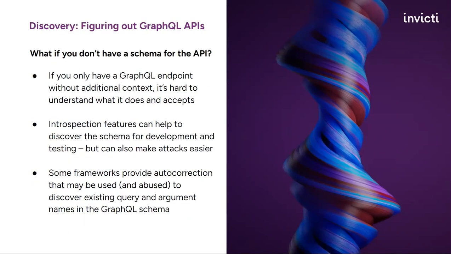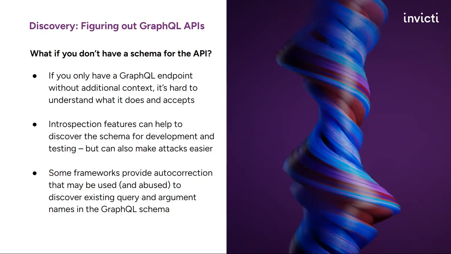Now let's talk a little bit more about the discovery aspect of GraphQL APIs. If you're an attacker, you don't really know what's going on if you're just encountering a GraphQL endpoint, and it's really hard to understand what it does without some additional context that you may need for figuring out the functionality and what kind of data it expects. And there is the introspection feature that is really helpful for discovering the schema. You can use that for development and testing, but it's also a very cool thing for an attacker to have because it allows you to basically retrieve the schema. We will talk about this in a second.